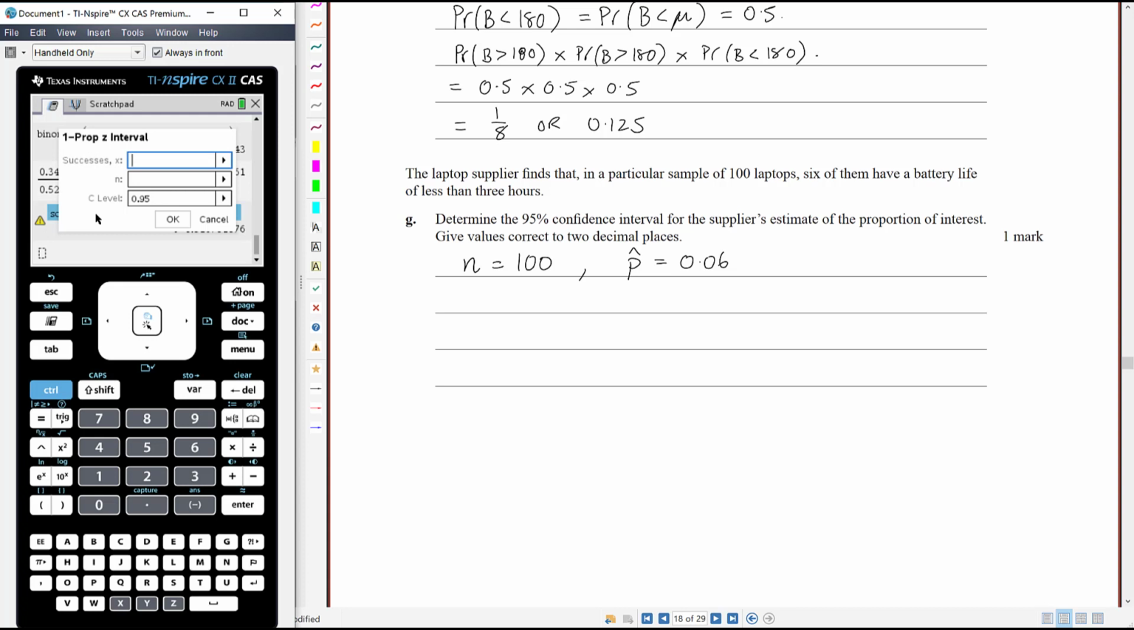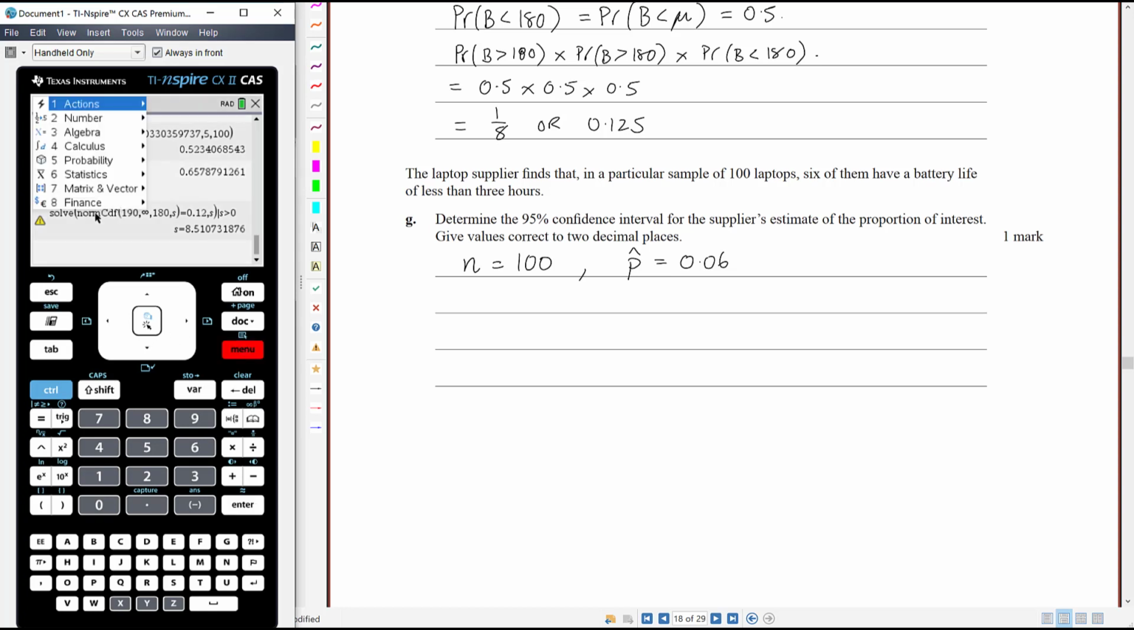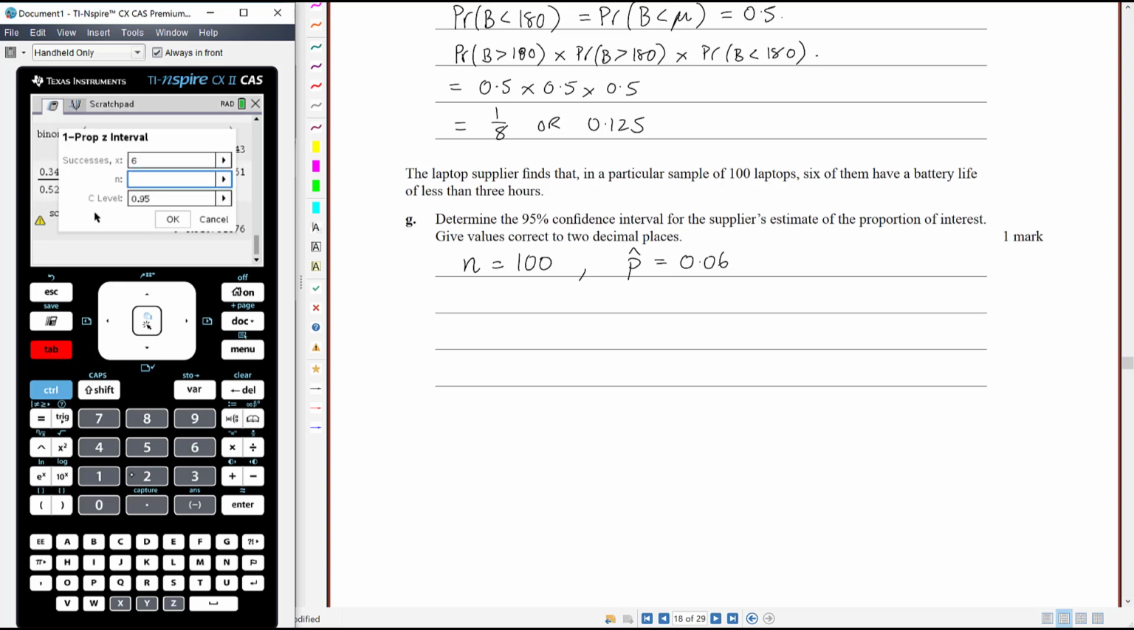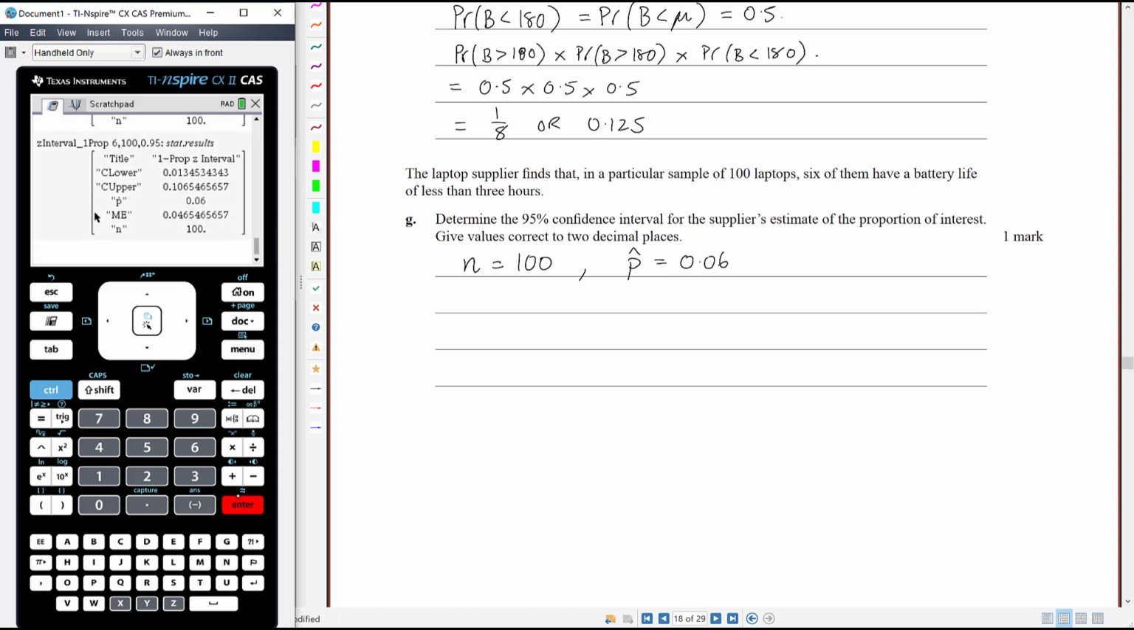We want the number of successes we had in the sample of 100, so that's actually 6. So 6 is the number we're going to put in, not 0.06. N is 100, and we want a 95% confidence interval. And when we do that, why did nothing happen there? Let me do that again. Menu 6, 6, 5, successes is 6, n is 100, confidence interval, I think I might have gone to cancel, not okay. Okay, and so our lower value of our confidence interval is 0.0135. What do we want? 2 decimal places, so 0.013 and 0.11.